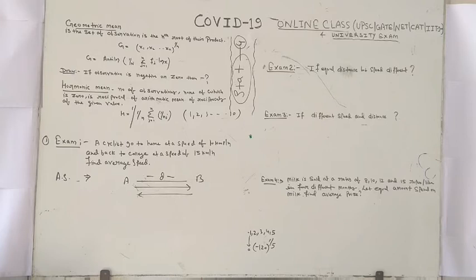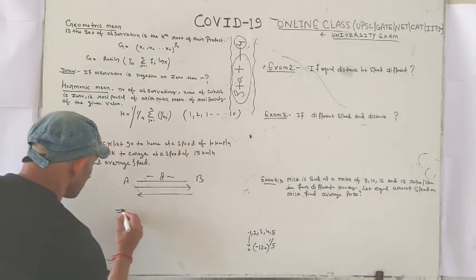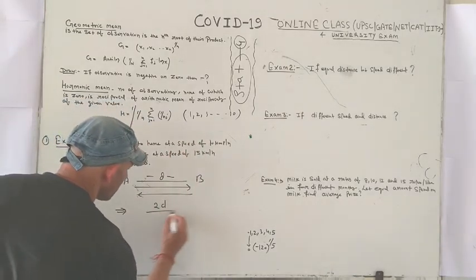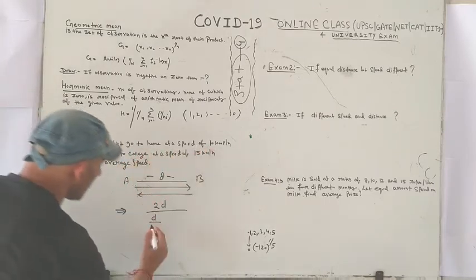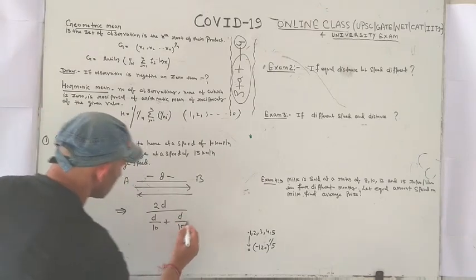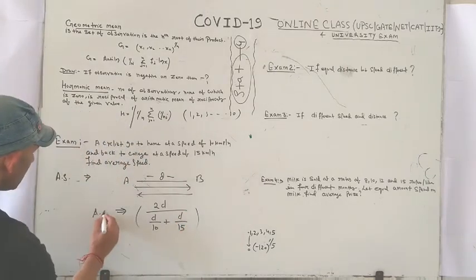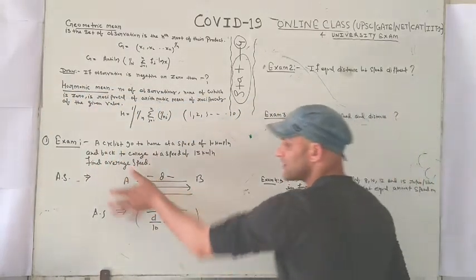I am giving you one very small trick. Let the distance be d. In this condition you have to use this one: 2d upon something you have to write here. आपका वैल्यू क्या है? d upon 10 plus d upon 50 is the answer. This is your average speed. Very simple. Whenever आपके पास कभी भी क्वेश्चन ये है तो आपको ऐसे कर लेना है.